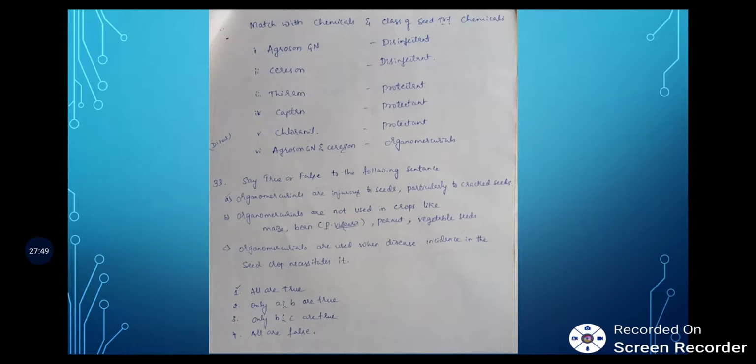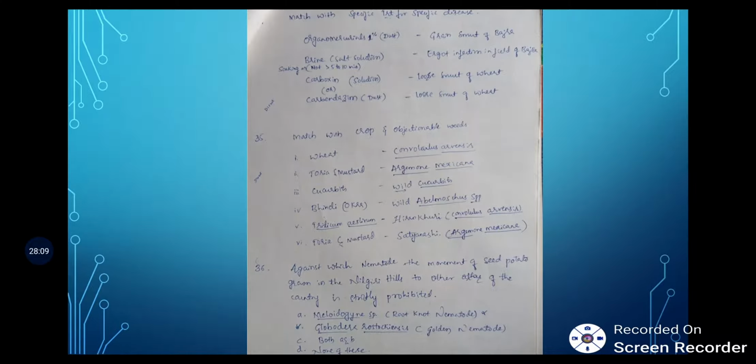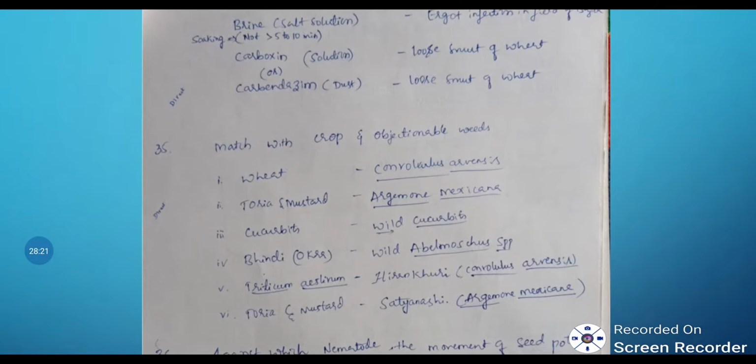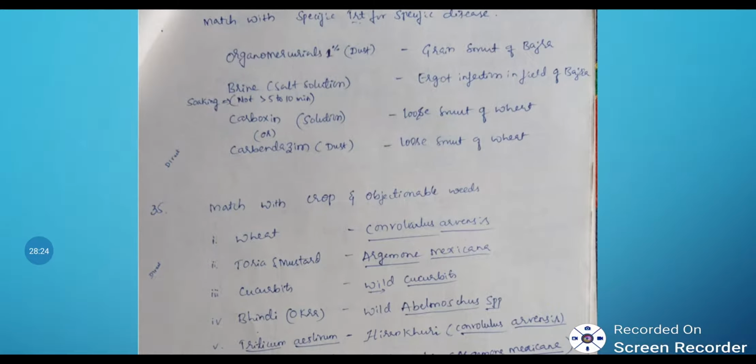That is a problem. Then the third statement says organomercurials are used when disease incidence in the seed crop necessitates it. This option is also true, or this statement is a true statement. Next is match specific treatment with specific disease. The different treatments are organomercurials 1%, that is used in dust form to treat the grain smut of bajra.